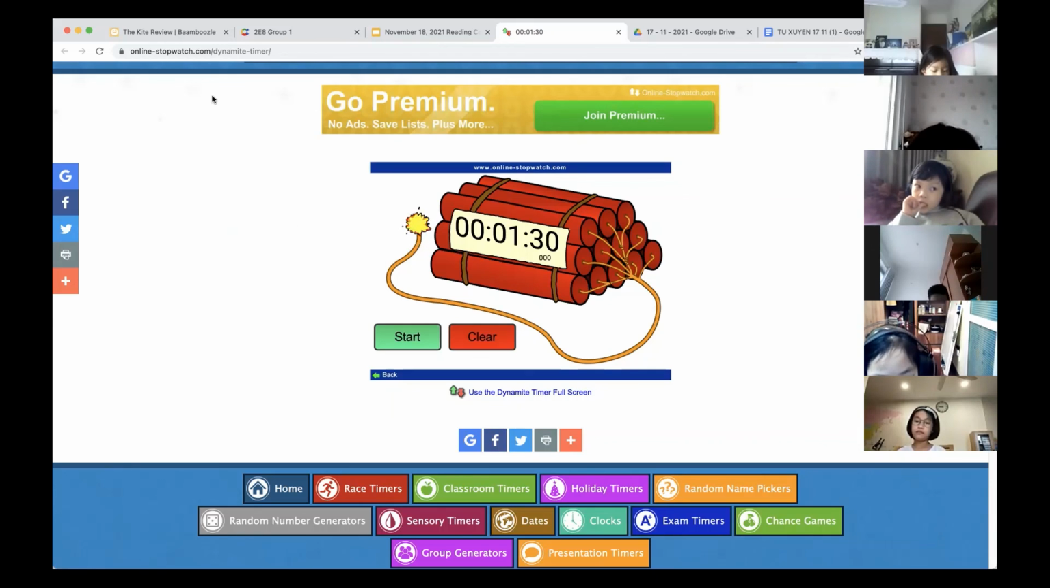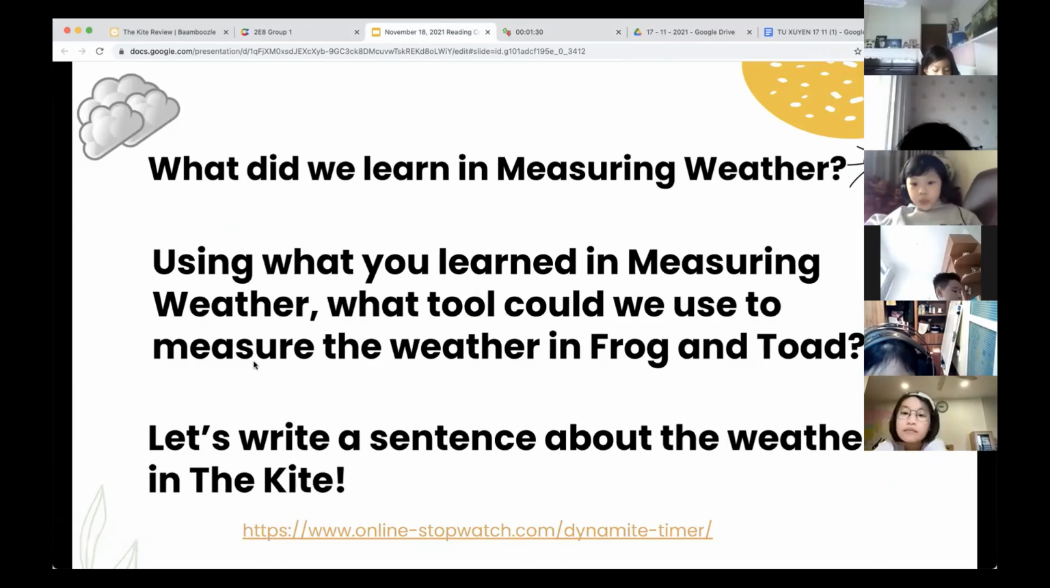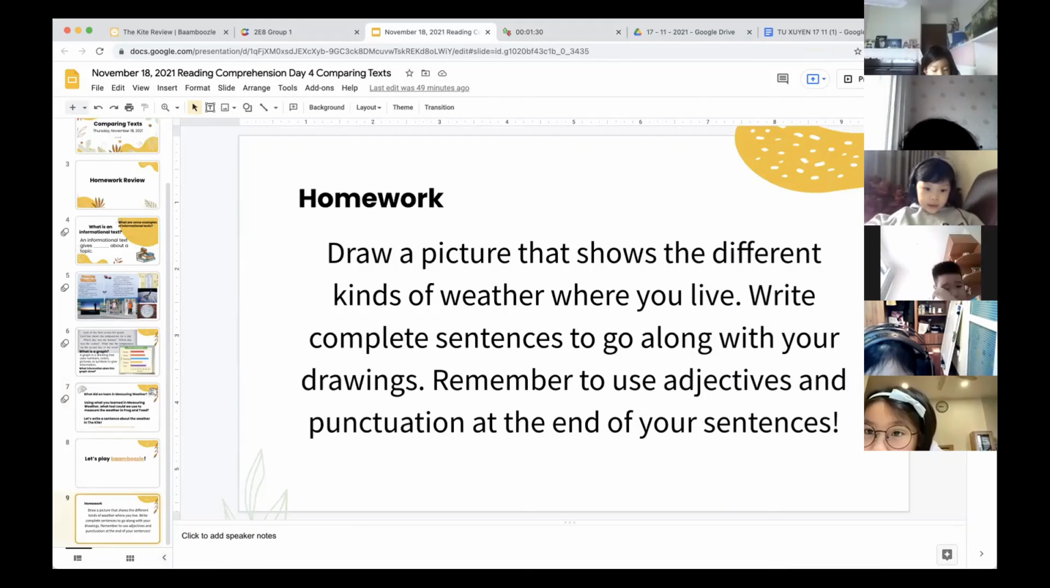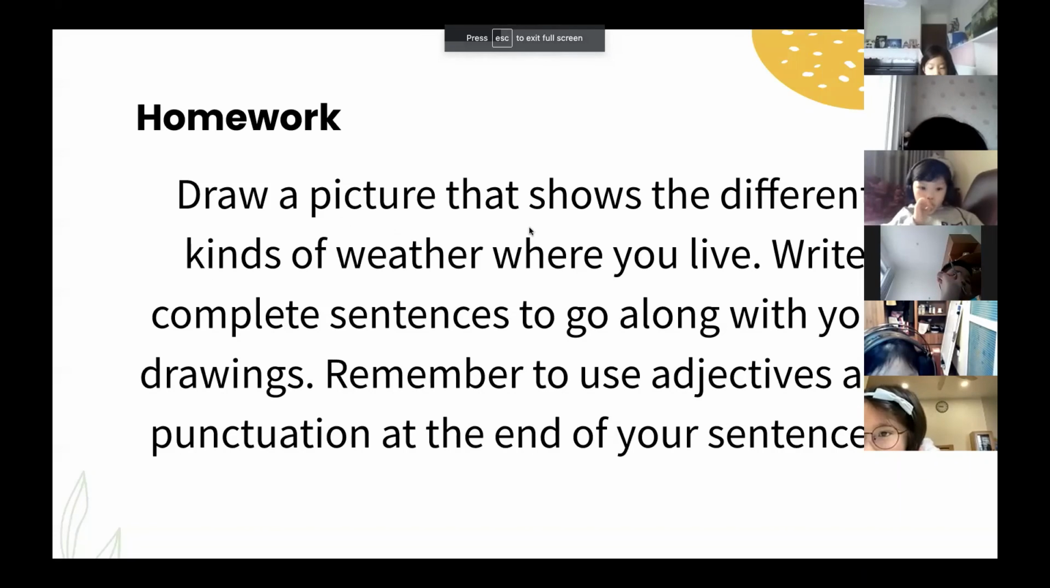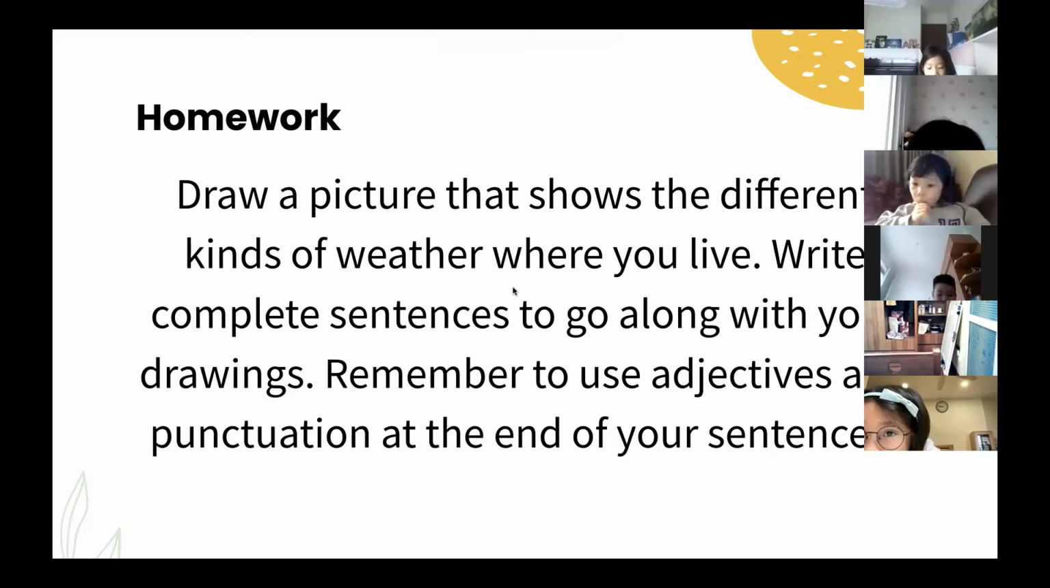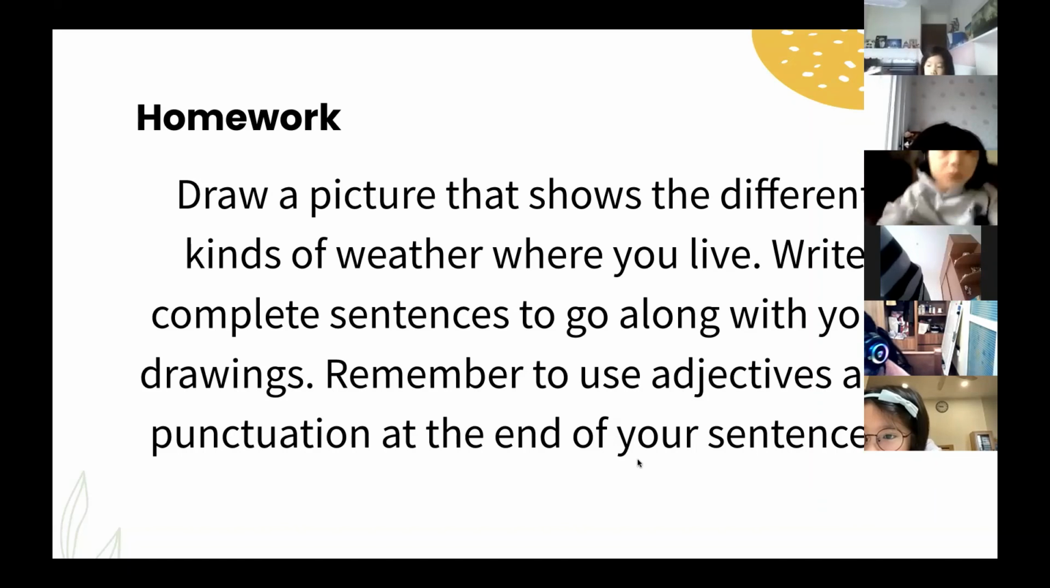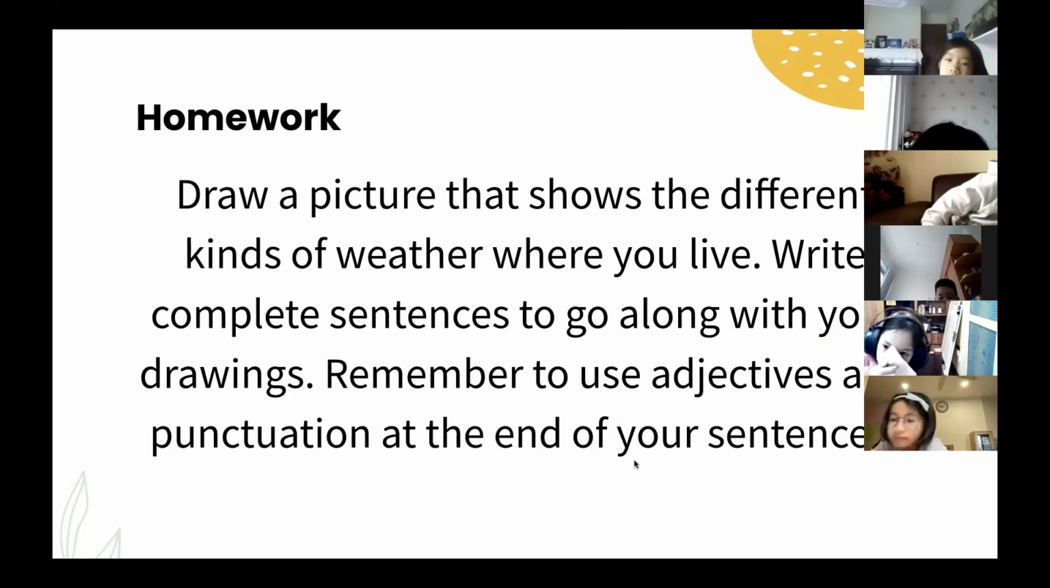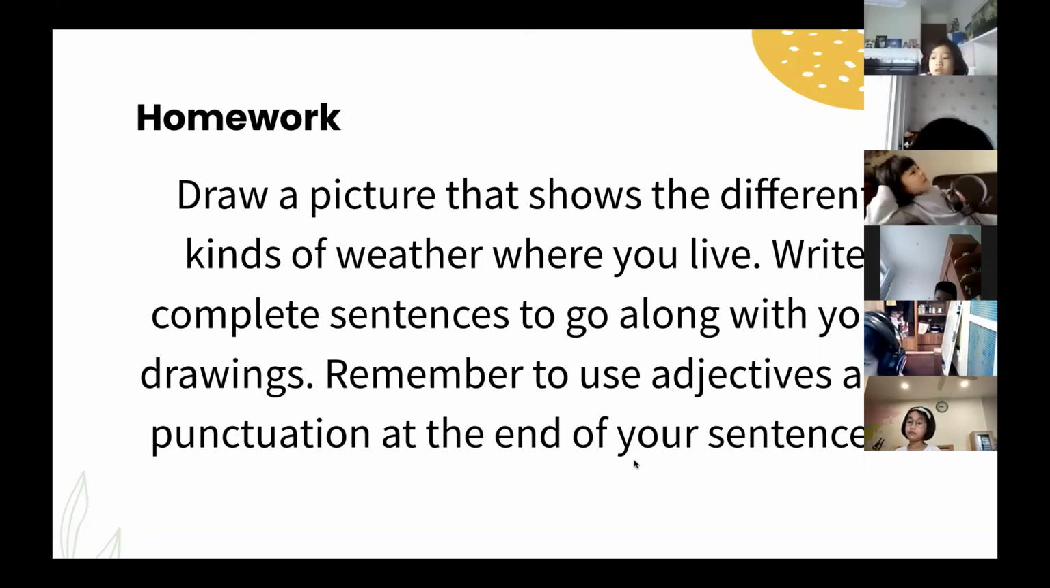So tonight for homework, we're going to be drawing a picture that shows the different kinds of weather where you live. So here in Hanoi, you're going to draw a picture that shows the different kinds of weather where you live. And then you are going to write complete sentences to go along with your drawings. And remember to use adjectives and punctuation at the end of your sentences. Okay?